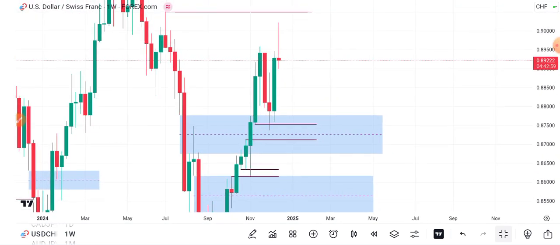Another thing we are seeing here is that this inversion fair value gap was also traded through, and there was also a formation of a fair value gap here. We can in fact see that price traded into it and then continued higher. I love this kind of stuff. I love seeing it over and over again.